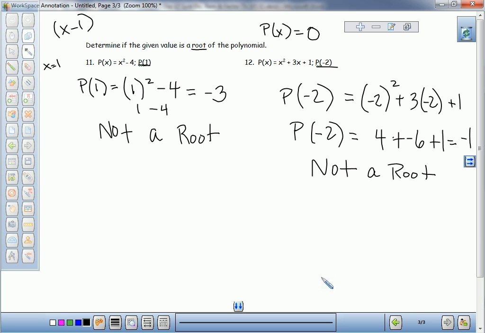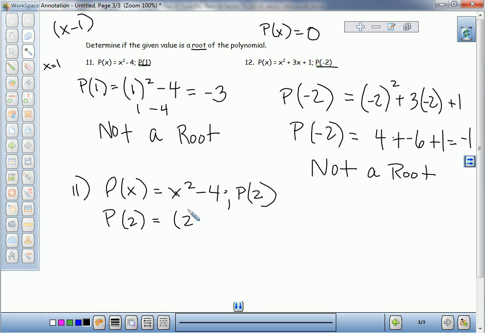Okay, let's go back to number 11. We're going to revisit number 11, and I want to show you what happens when it is a root. So this was number 11. Let's do P of 2. When we plug in a 2, 2 squared minus 4. What is 4 minus 4? 0. So P of 2, 2 is a root.